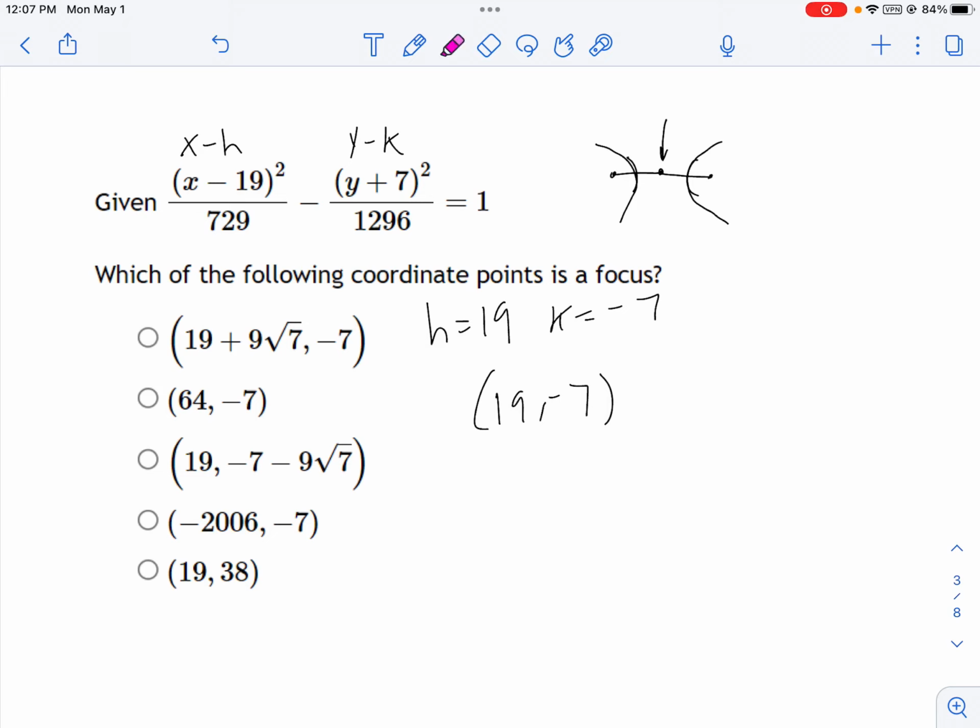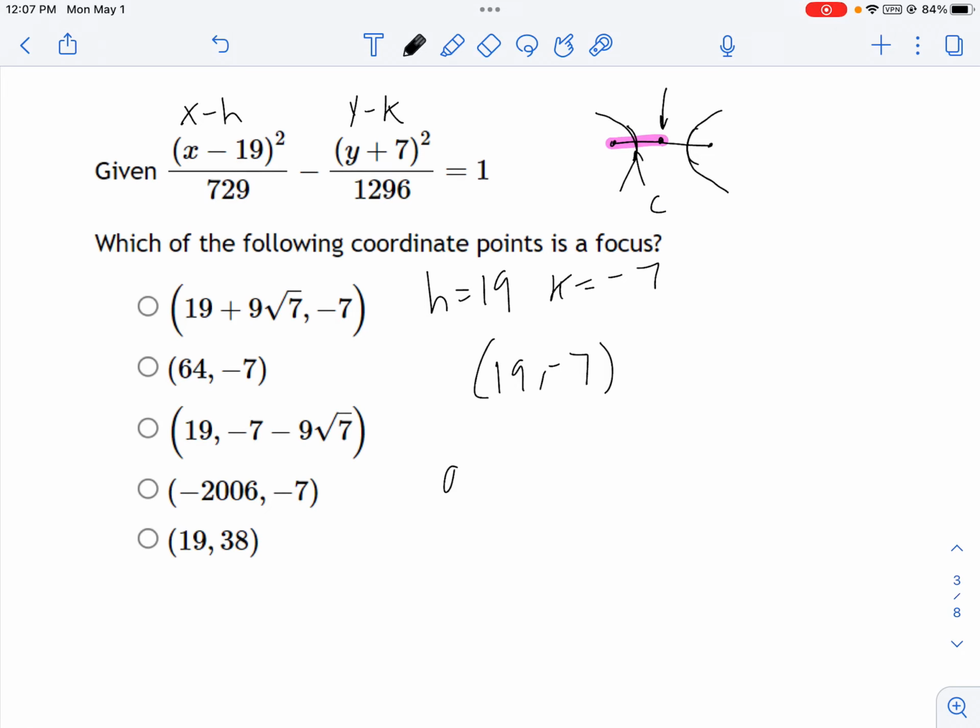Now we know that the distance from the center to a focus point is a distance we call c. How we find that is from a Pythagorean relationship where a squared plus b squared equals c squared. It's pretty much your Pythagorean theorem, where c will always be that longest distance, that's why it's always by itself. Now we just find a squared and b squared, which is directly from your equation. Underneath your x is always your a squared. Underneath your y is always your b squared. And we just plug those in. That means we have 729 plus 1296 equals c squared.